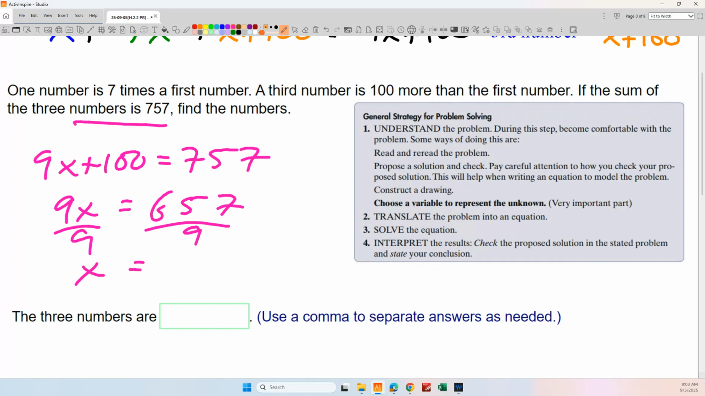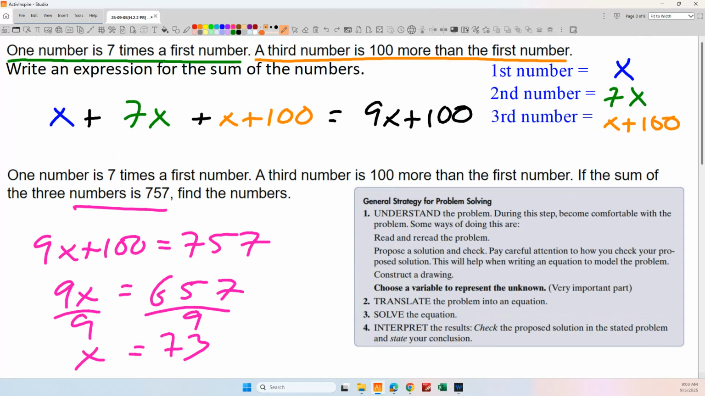And what are we going to get? 73 for x. Are we done? 73? Not really, right? Now you're still in algebra mode. You've got to shift out of algebra mode and shift back to application mode. What was this really asking about? Each of the numbers. Okay, so if x is 73, what is that telling us?